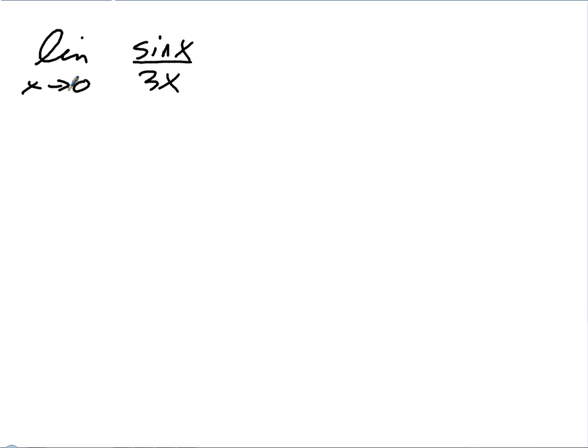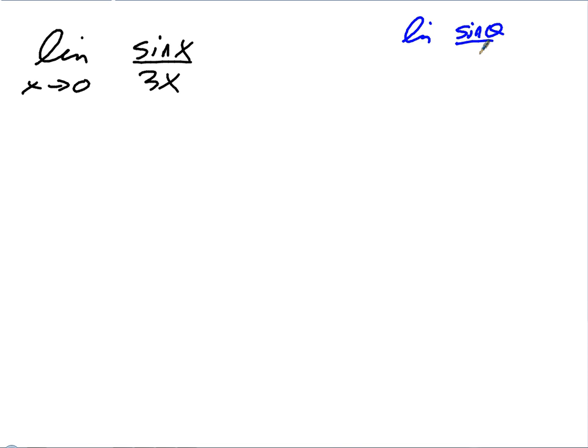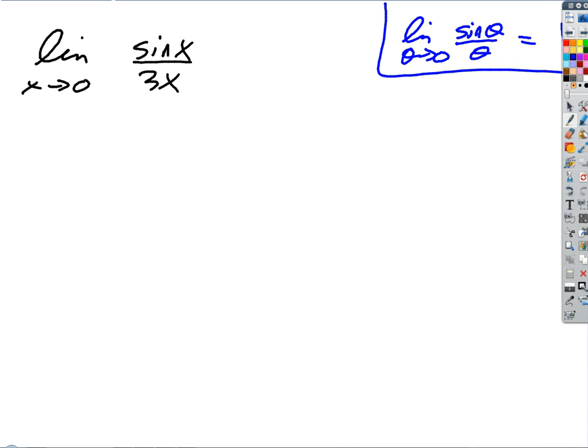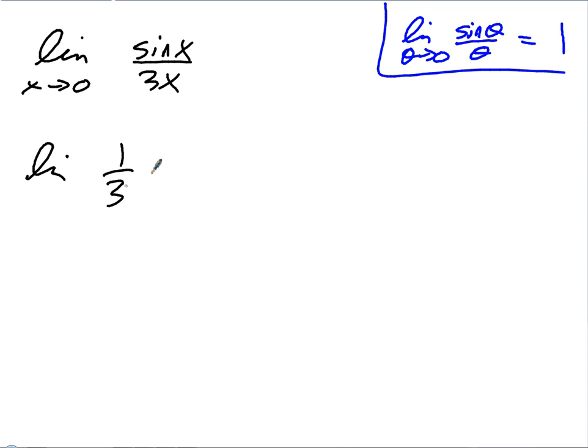What about that guy? Now remember, if I want to use our fancy new special trig limit, I got to make it look exactly like that. Okay, good. Did you ever see what we did there? We took out a 1/3. We just factored a 1/3 out of the bottom. So I'm going to rewrite this as the limit of 1/3 times sine x over x as x approaches 0.